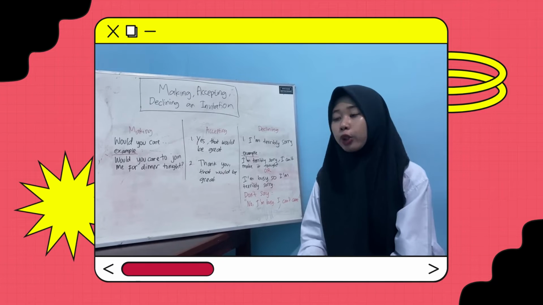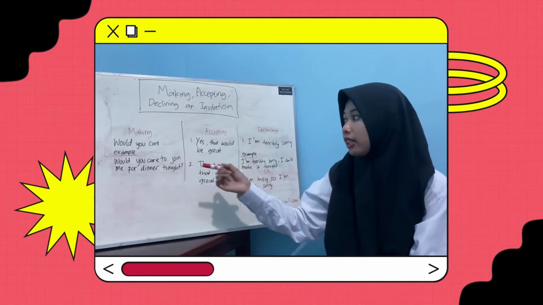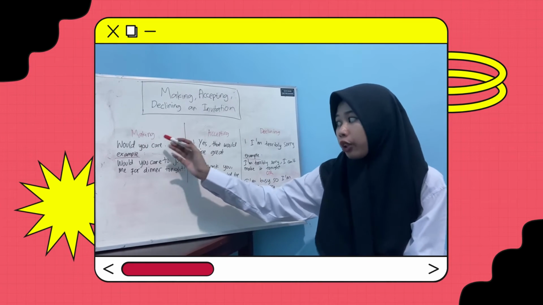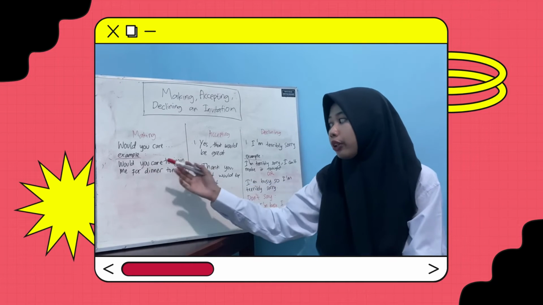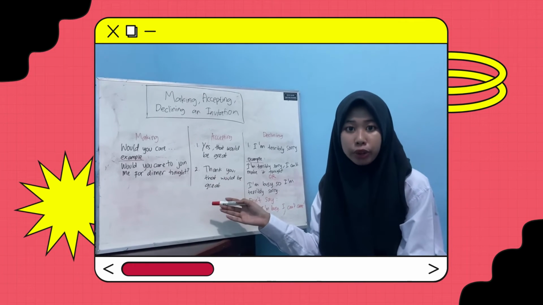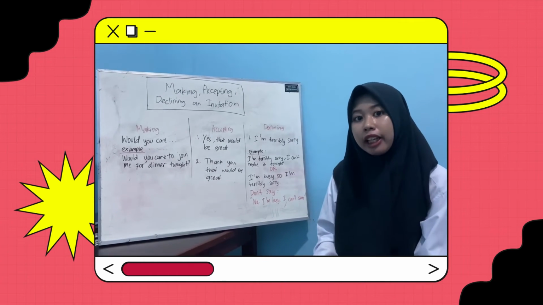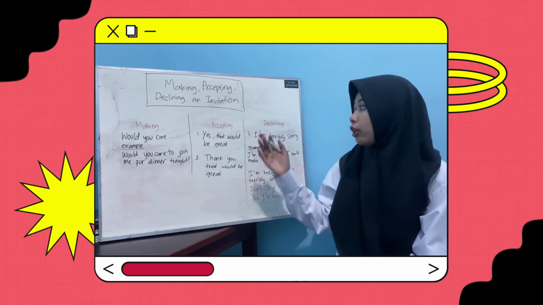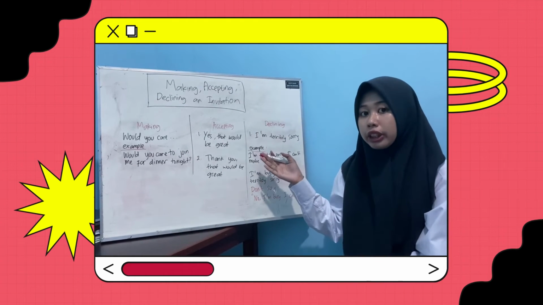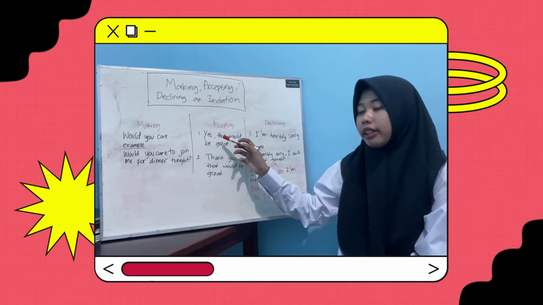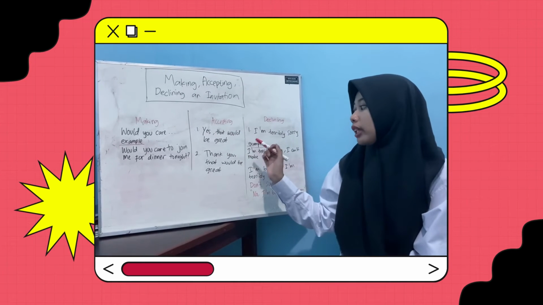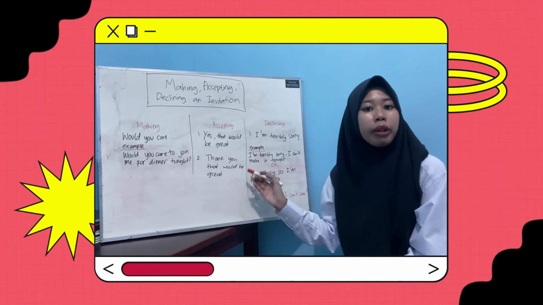Next, another way to make an invitation is you can say, would you care? For example, would you care to join me for dinner tonight? And if you can make it and you want to join them, you can accept their invitation by saying, yes, that would be great, or you can say, thank you, that would be great.